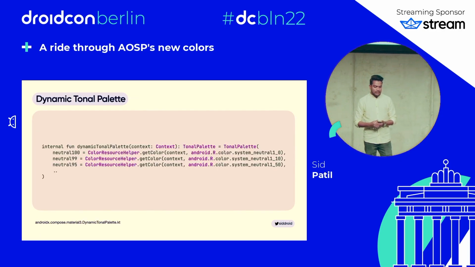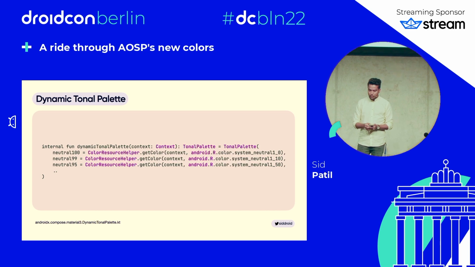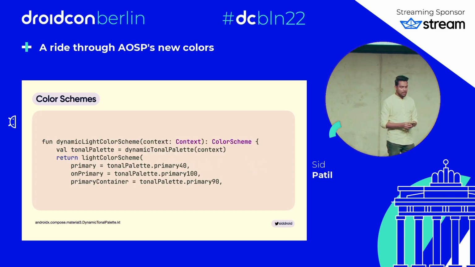So there is this dynamicTonalPalette function, which returns a TonalPalette, and it is accessing these exact resources that we just saw the Android framework build, the system resources for the color, resource IDs from the context. The way it's accessing this is through this utility, ColorResourceHelper. It's just taking them from the context and then utilizing them to build out a color scheme.